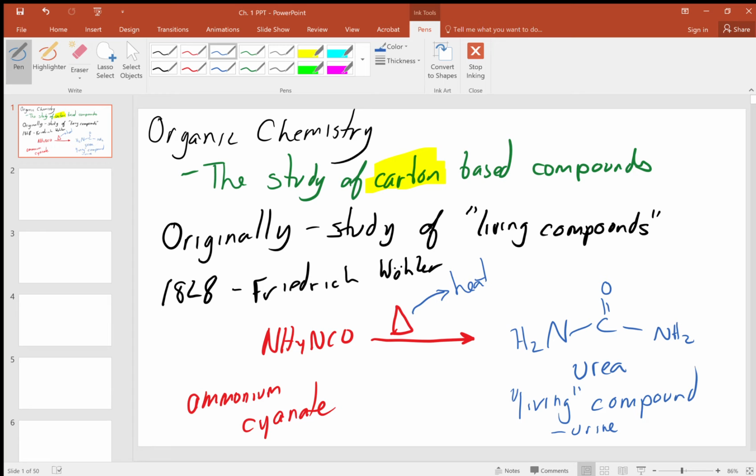But what made this experiment significant is that the starting material, the ammonium cyanate, was what we would now call an inorganic compound, but back in those days we would have referred to as a non-living compound. And so this was the first ever example where a so-called living compound had been made from a non-living compound. And that eventually led to this revision in our definition of organic chemistry, as now we define organic chemistry as the study of carbon-based compounds.